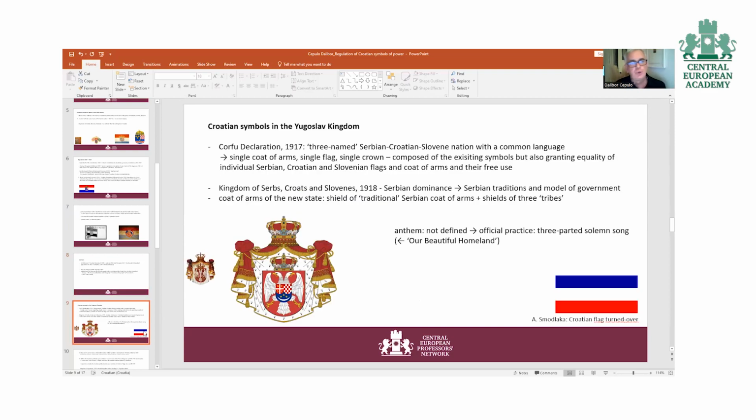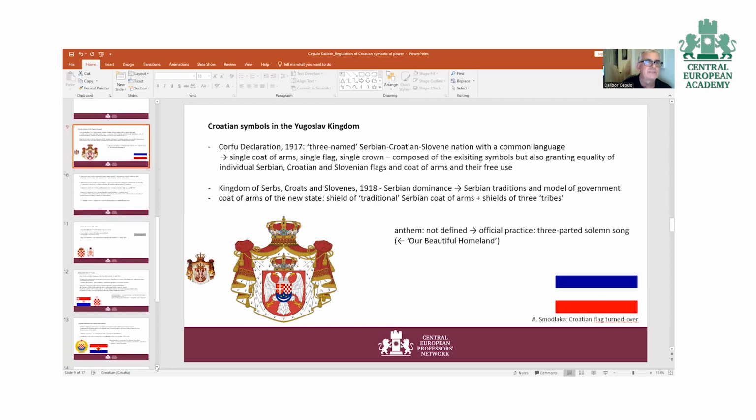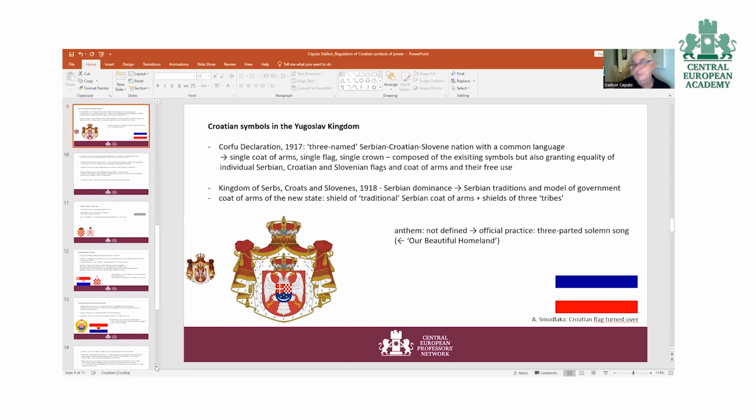Now we will skip to the regulation of Croatian symbols in the Yugoslav kingdom. The Yugoslav kingdom was founded as the Yugoslav state. It was founded as the Kingdom of Serbs, Croats, and Slovenes, as the kingdom of three named nations, Serbian, Croatian, and Slovene, with a single nation and a common language. It was this three-parted single nation. It was always a little bit paradoxical.